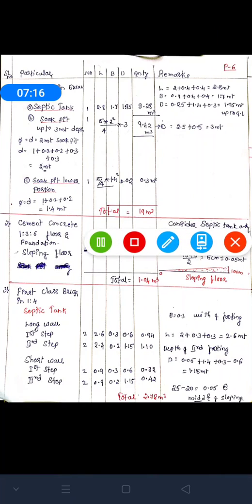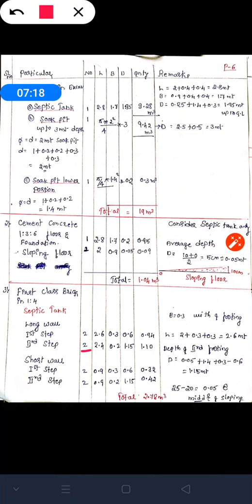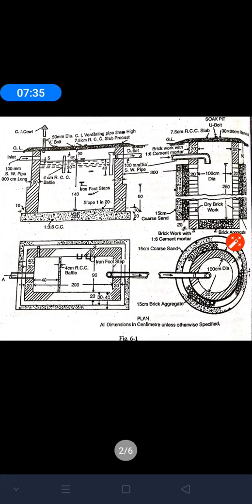And again the second step of the long wall, two numbers. The length will be calculated the same as step number 1. 2 plus 0.2 plus 0.2, that is 2.4, plus 0.2 is the breadth, and 1.15 is the depth here. Then here at the center it is 25 mm, but at the end it is 20 mm. Now 25 minus 20 we got 0.05. The remaining depth is 0.05.